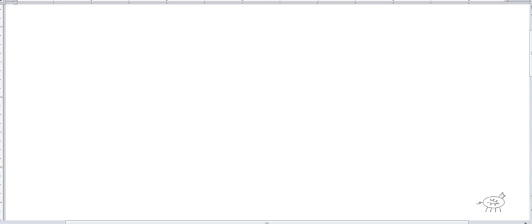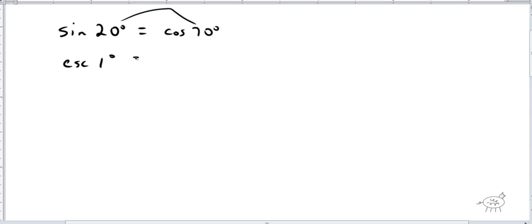Knowing that's the case, if I said sine of 20 degrees, sine of 20 degrees is equal to what? Cosine, because they're co-functions, and remember these angles have to add up to 90, so it's cosine of 70. Okay? How about cosecant of 1 degree? What's that equal to? Well, cosecant and secant are co-functions, and so 1 from 90, because they have to be complementary, which is 89 degrees.